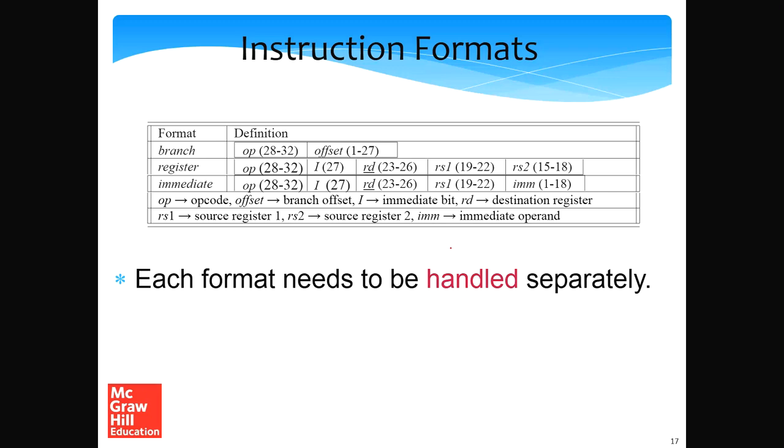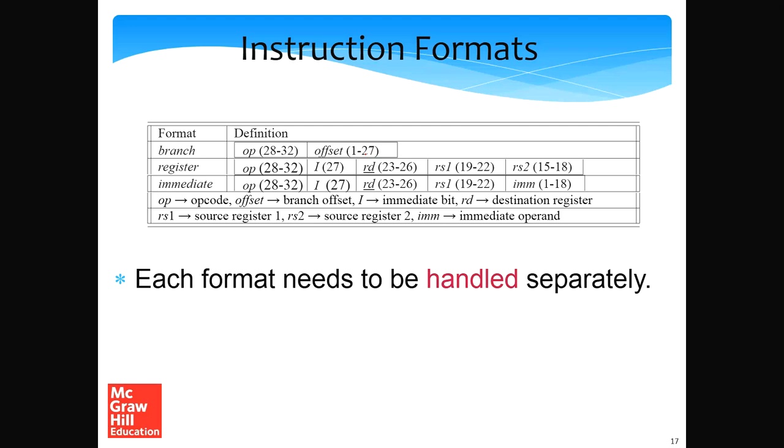So the instruction formats that we have, we have 3 instruction formats. We have a branch format. In the branch format, the 5-bit opcode is always the top 5 bits, bits 28, 29, 30, 31, 32. That's always the case. We then have, in the case of a branch, a 27-bit offset. So it's actually a word offset, not a byte offset, where a word is units of 4 bytes.